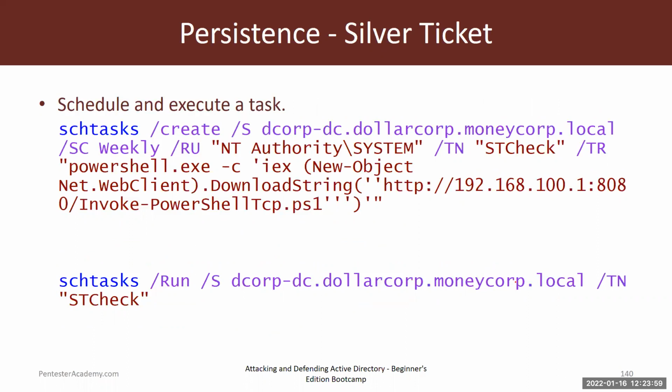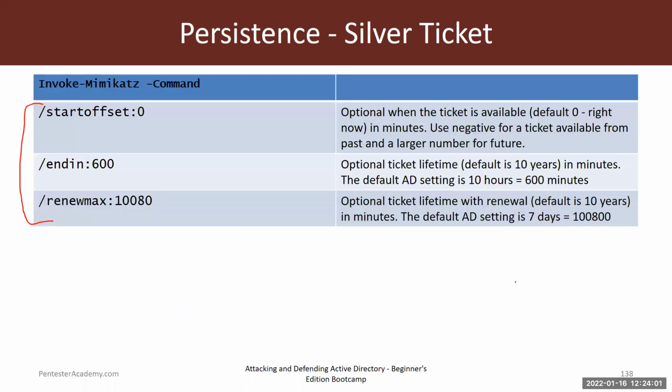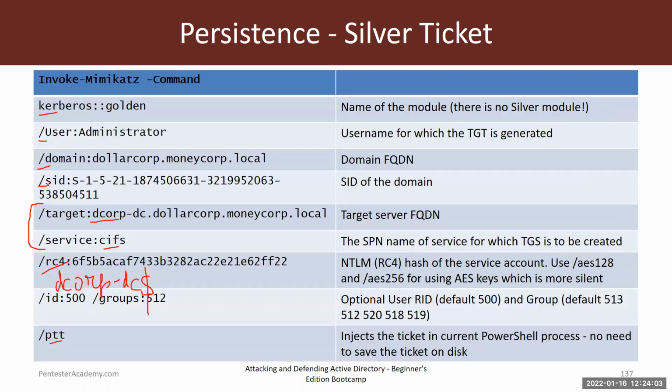A question is, why are we using the dcorp-dc$ machine account hash and not the service? As I said, all the interesting services on a machine, be it CIFS or RPCSS or HOST or HTTP, all of them use the machine account as the service account. Any service that runs as local system or local service uses the machine account as the service account.